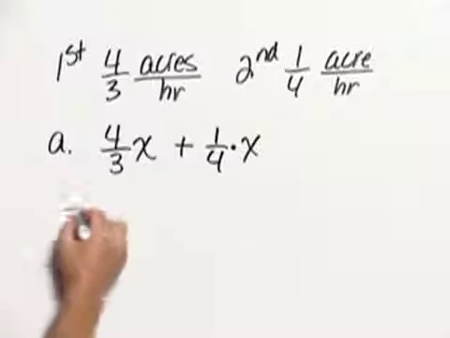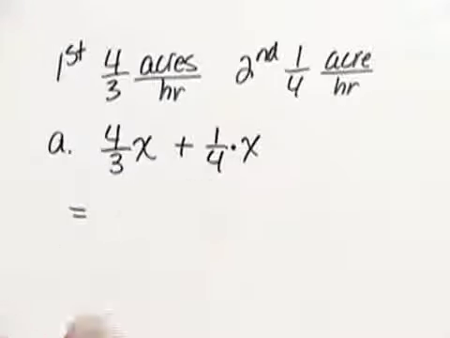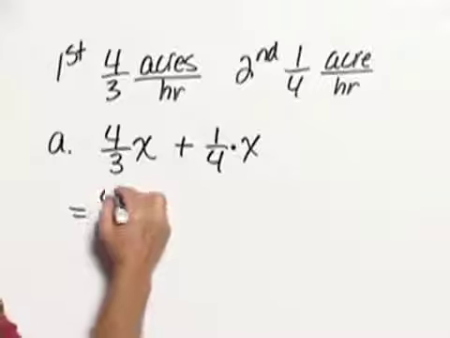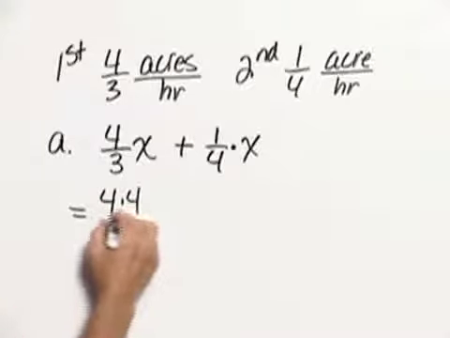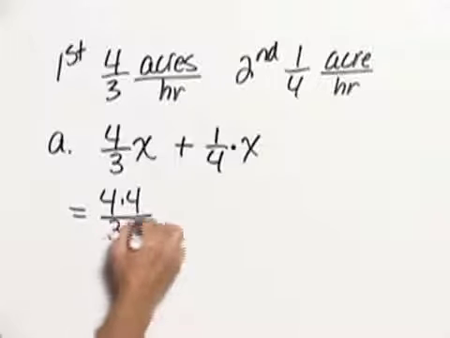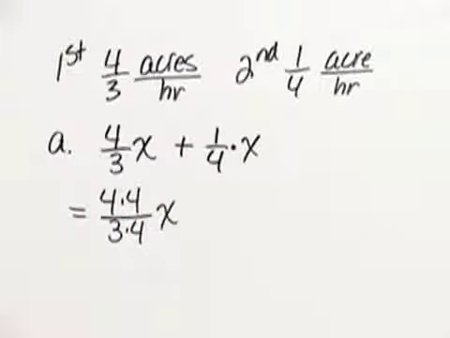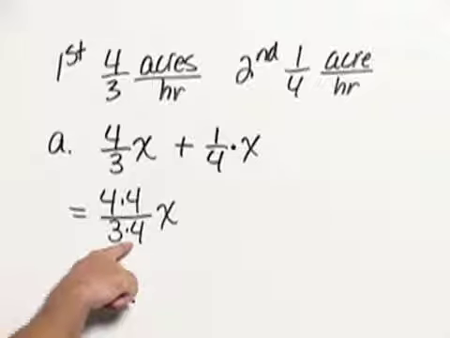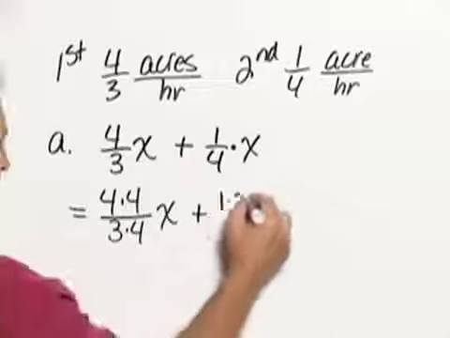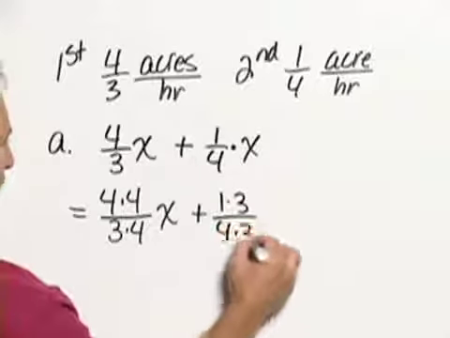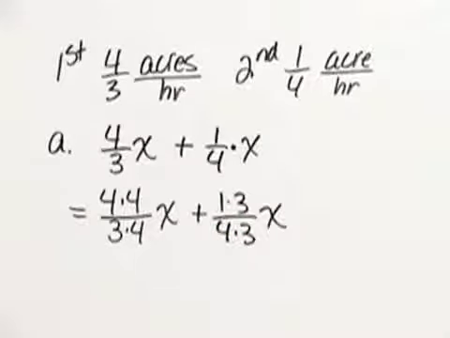To add these together, we have to find the common denominator, which is 12. That means multiplying this fraction on the top and bottom by 4. So 4 times 4 over 3 times 4, X. That gives us a common denominator of 12 for that fraction. And here we would multiply numerator and denominator by 3. 1 times 3 over 4 times 3, X.